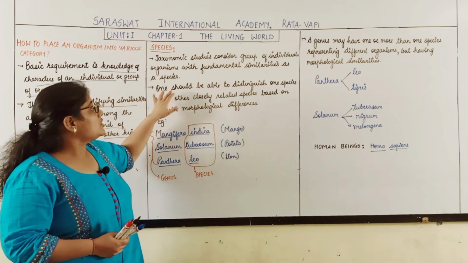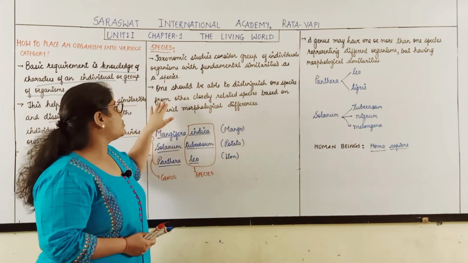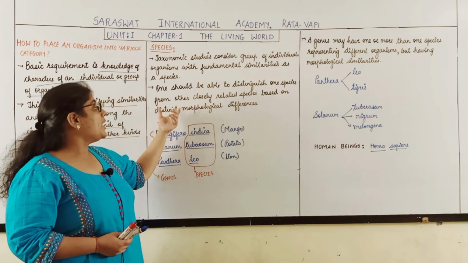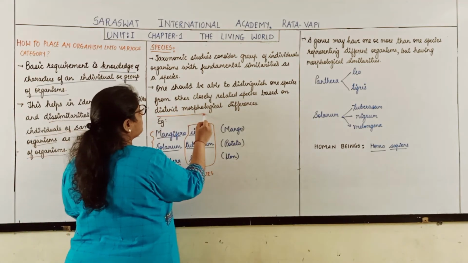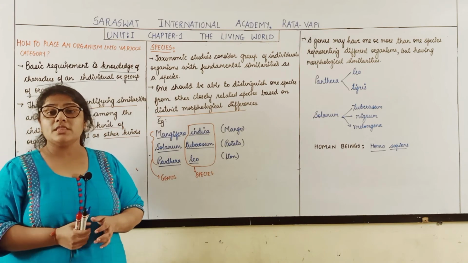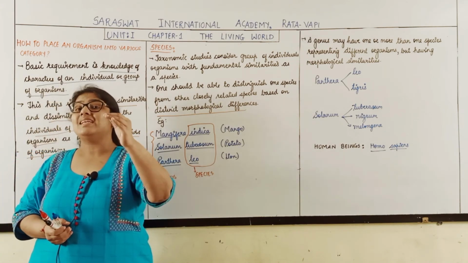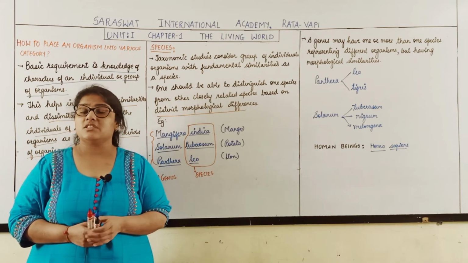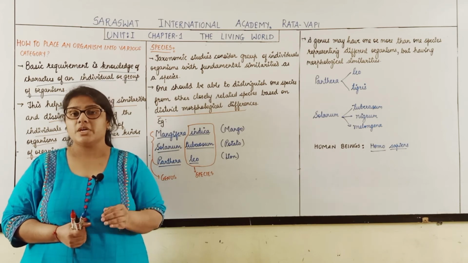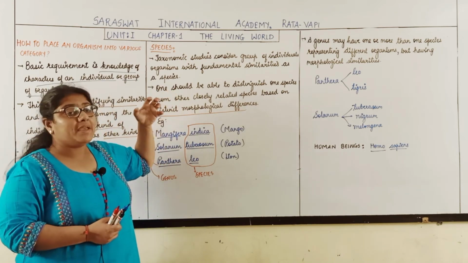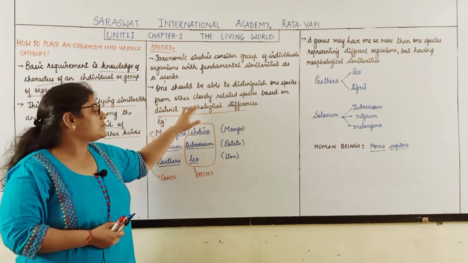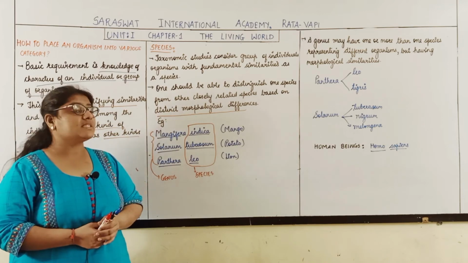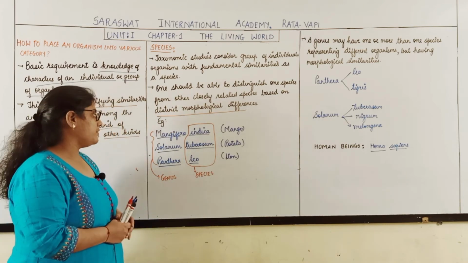Now students, one should be able to distinguish one species from other closely related species based on distinct morphological differences. Two species which are closely related to each other should be distinguished on the basis of the morphological differences.